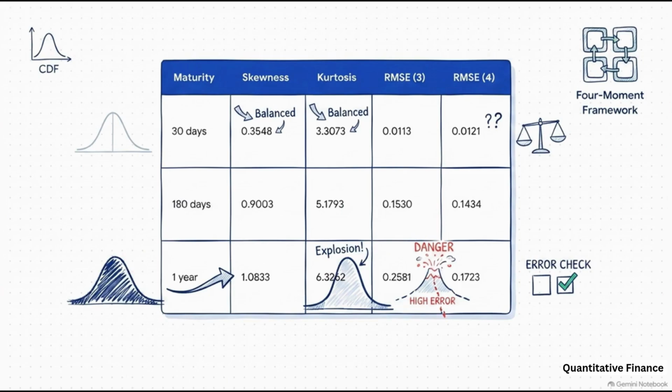But let's jump down to the 1-year mark. Wow, the skewness balloons to over 1.0, and kurtosis severely spikes to 6.3262. The basket's distribution has become heavily asymmetric and extremely fat-tailed. As a direct result, you can see the RMSE for the 3-moment method absolutely explodes to 0.2581, while the 4-moment method elegantly contains that error, keeping it down at 0.1723.